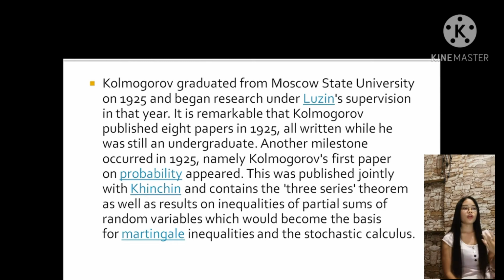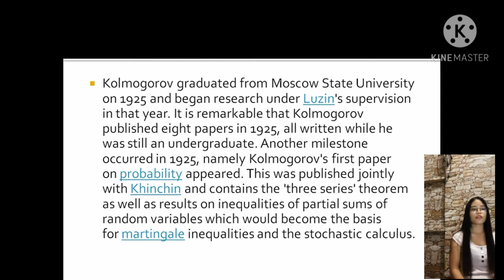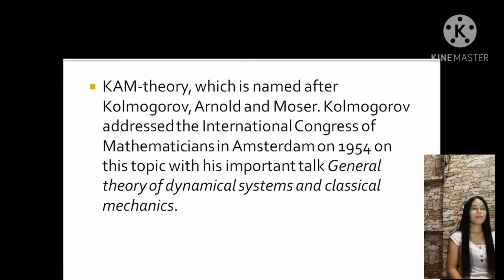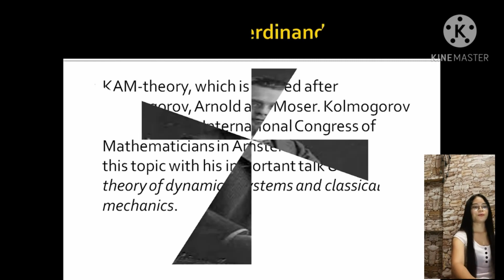This was published jointly with Khinchin and contains the three series theorem and inequalities on partial sums of random variables, which would become the basis of martingale inequalities and stochastic calculus. On KAM theory, which is named after Kolmogorov, Arnold, and Moser, Kolmogorov addressed the International Congress of Mathematicians in Amsterdam in 1954. On this topic, his important talk was on the general theory of dynamical systems and classical mechanics.